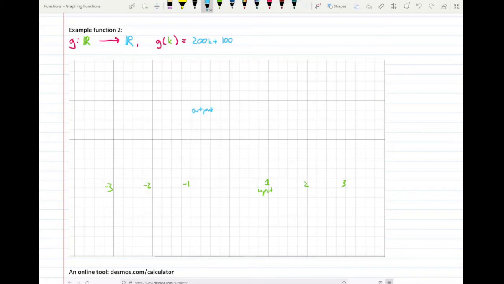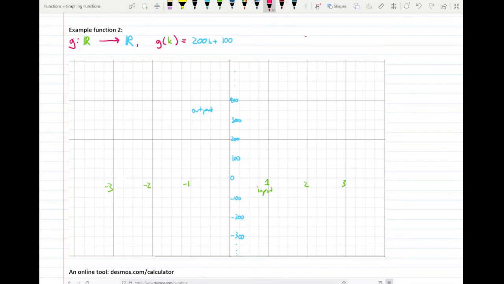And since our scaling is fairly large, we'll do 100, 200, 300, 400. So intervals of 100. Likewise, here we're going to have -100, 0 here, should clarify, -200, -300, and so on. Okay, let's start out by plotting g of 0.